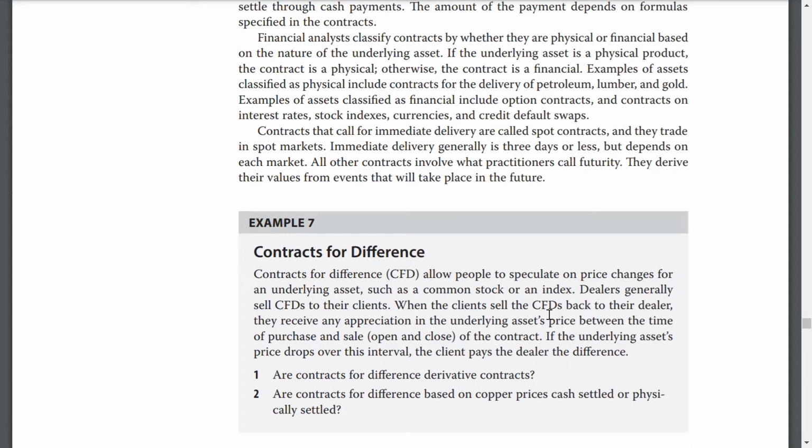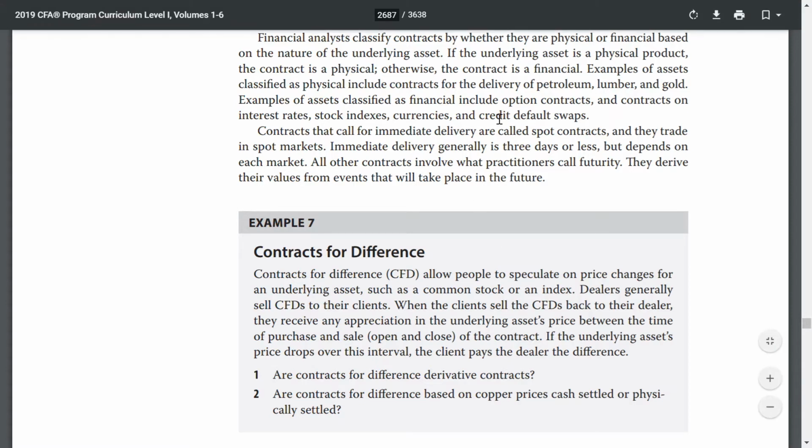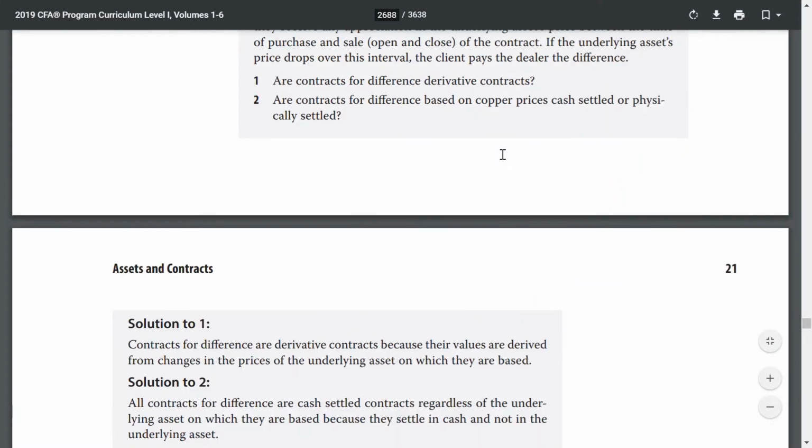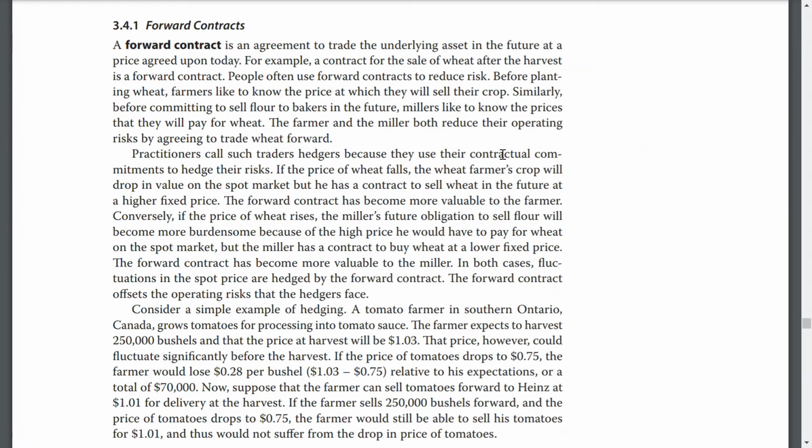All other contracts involve what practitioners call futurities. They derive their value from events that will take place in the future. A forward contract is an agreement to trade an underlying asset in the future at a price agreed upon today. For example, a contract to sell wheat after the harvest is a forward contract. People often use forward contracts to reduce risk.